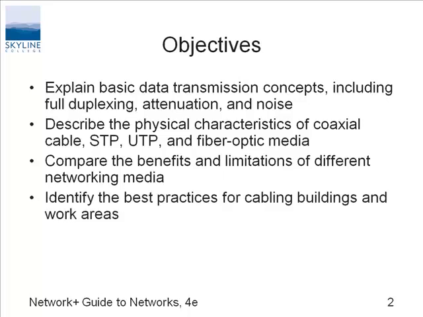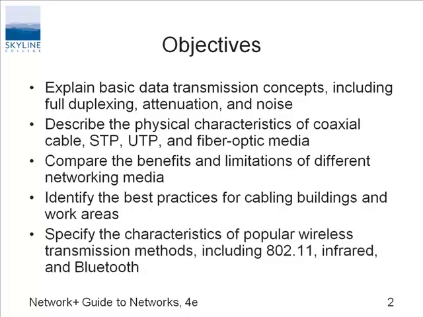Best practices for cabling buildings and work areas, and there are standards. Each of these things has a standard, a definition, a set of rules. The cabling for buildings is a standard. Making the wire is a standard. Building the fiber optic cable is a standard. So all of those things have standards that we need to meet in order to be able to do those things. Specify the characteristics of popular wireless methods: 802.11, infrared, and Bluetooth.